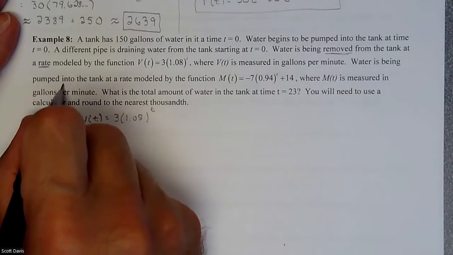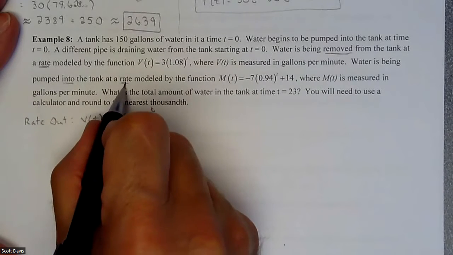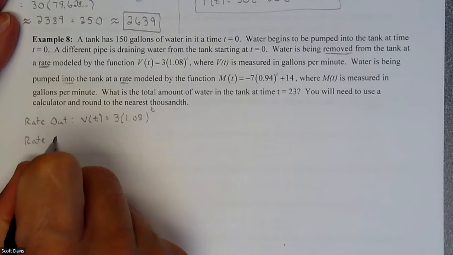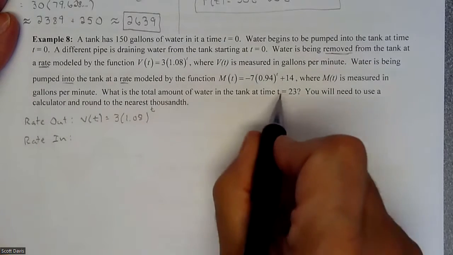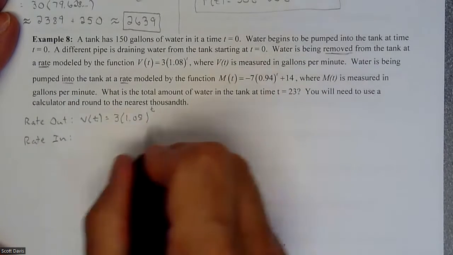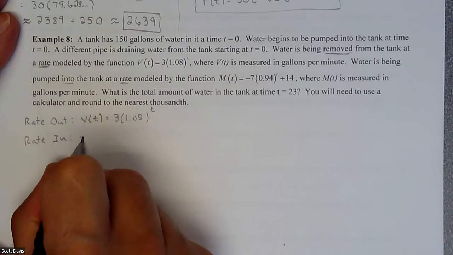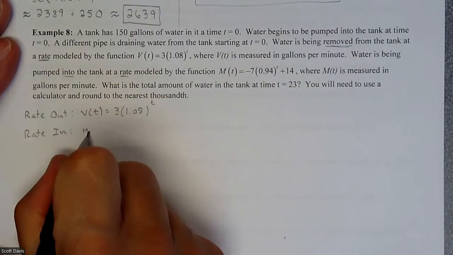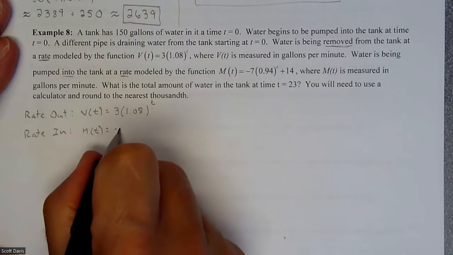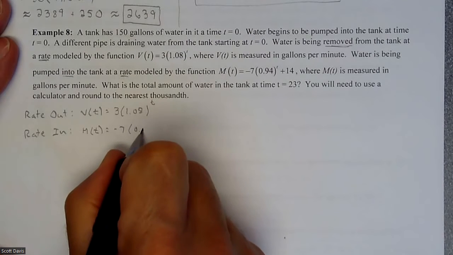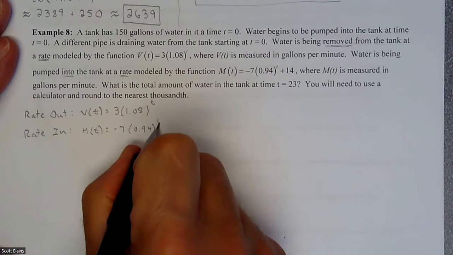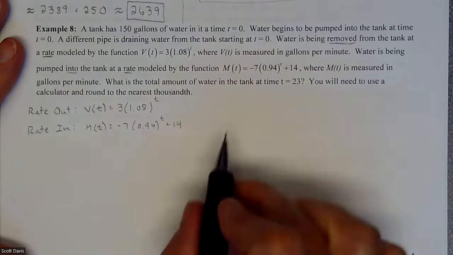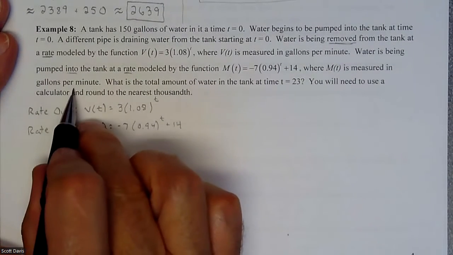Water is being pumped into the tank at a rate of, so rate in, is being pumped at this, so another exponential. Let's do m of t, negative 7 times 0.94 to the t plus 14, where m is measured in gallons per minute again.